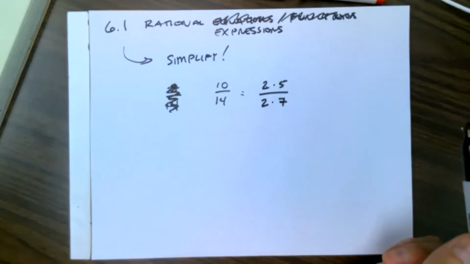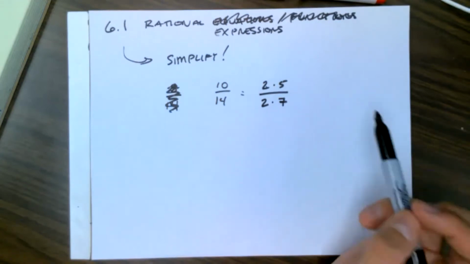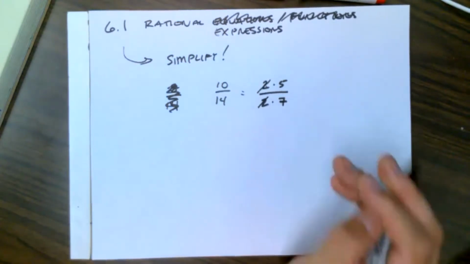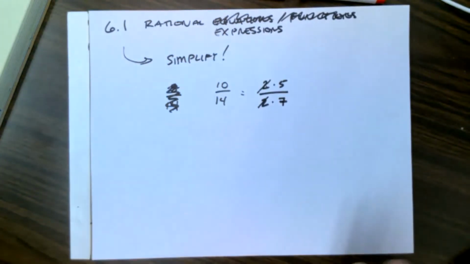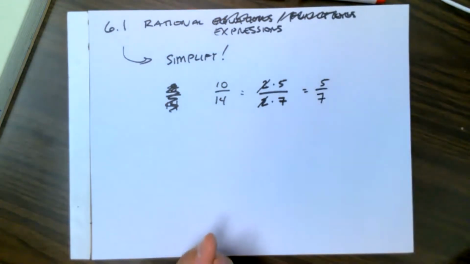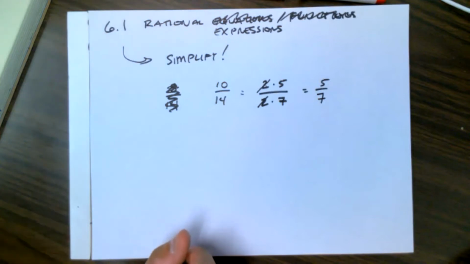Then you just cancel. Remember, we talked about this in the exponential section. You just cancel common factors, right? 2 is a common factor. That's why we really go about dividing them by 2 on top and bottom. And it turns into 5/7, right? Kind of neat, okay?